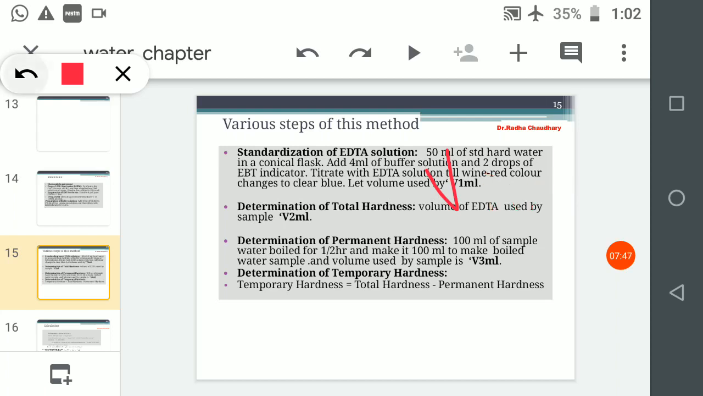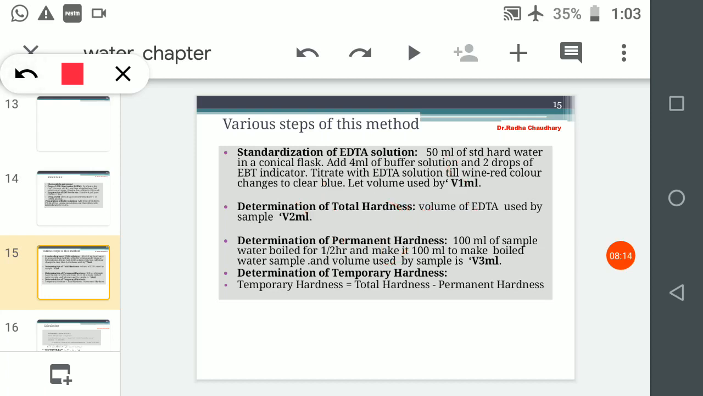Then determination of total hardness. The process will be the same as the standardization, but in this case we are taking a water sample. 50 ml water sample is taken and titrated with the EDTA solution, and the volume of EDTA consumed by the water sample is denoted as V2 ml.